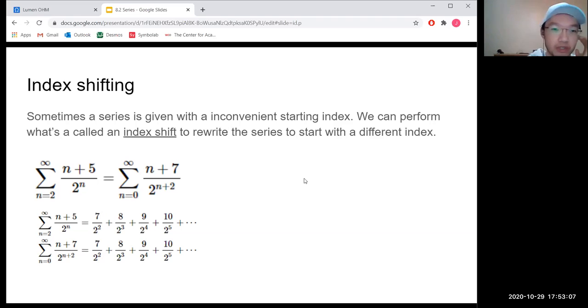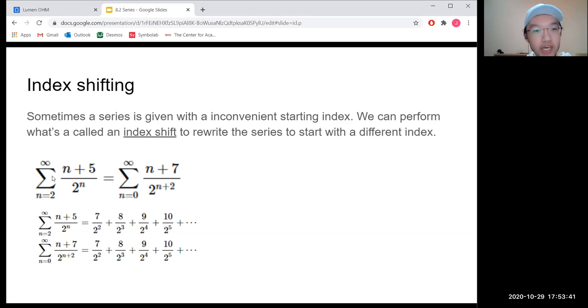So let me just read what this says. Sometimes a series is given with an inconvenient starting index. We can perform what's called an index shift to rewrite the series to start at a different index. So here we have an example. The left side of the equation has a series where the index starts at n equals 2, right? So let's say you don't like that. You say, well, I don't want it to start at n equals 2. I want to start at, say, n equals 0. You can rewrite it to start at n equals 0.